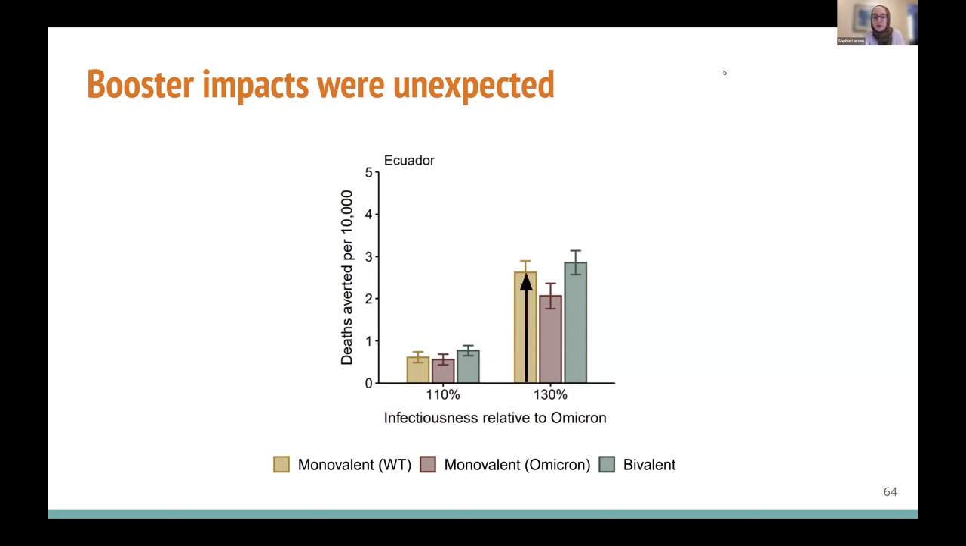And then when we look at 130%, the jump that I can make going from a no boosting scenario to a monovalent scenario is, here, this orange line, this is my jump. And then when I jump again to a bivalent, I have very much a diminishing return. The impact of upgrading my booster is very small relative to the overall booster impacts of just implementing a monovalent. And then again, we were really surprised that the monovalent Omicron was really not performing very well compared to the wild type monovalent.